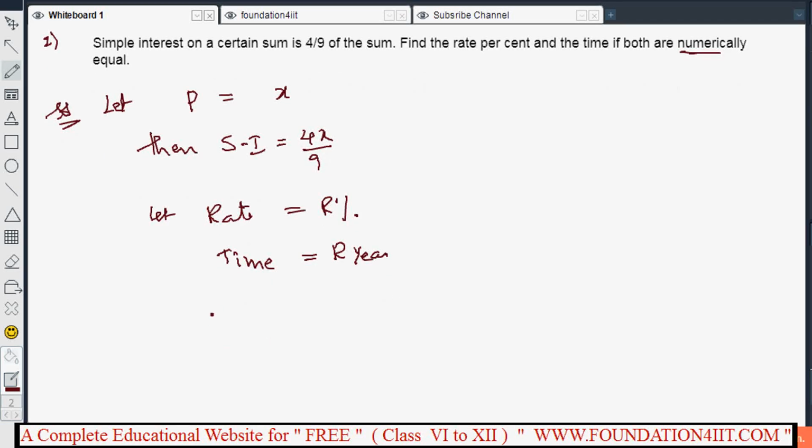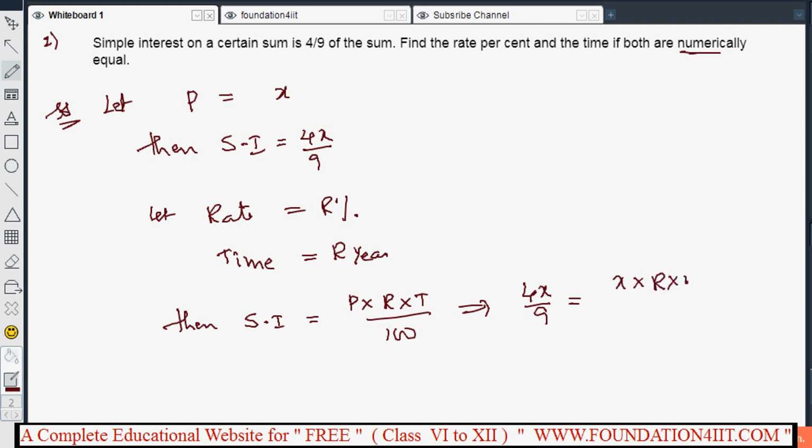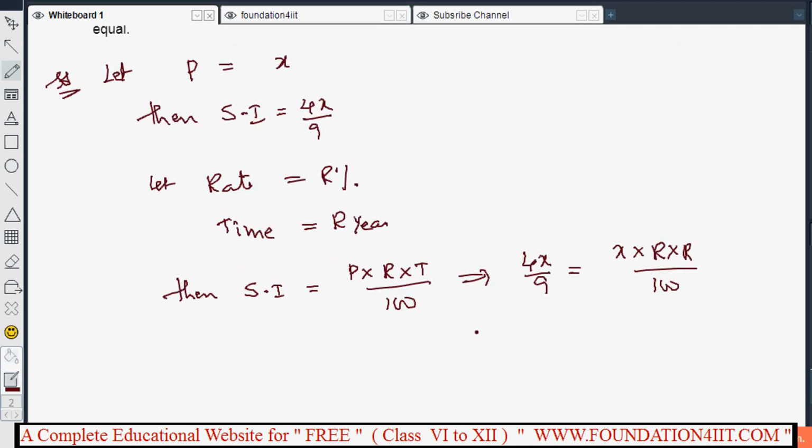Now simple interest formula will apply. Simple interest formula is PTR by 100: principal, rate of interest, time by 100. So by substituting in this, simple interest is 4x by 9, that is equal to x into r and r, because both are r, by 100. So now need to cancel this. x gets cancelled both sides. So here is 4 by 9 is equal to r square by 100, r into r is r square.